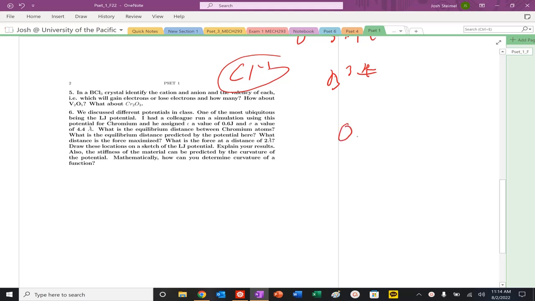V2O5, so again, we know O is always going to be 2-, so that's 10 of those. So V is going to be 5+. So cation gives away, anion grabs. Cr2O3, again, O is always 2-, so we know that Cr is going to be a 3+. And again, cation gives away electrons, anion grabs electrons.